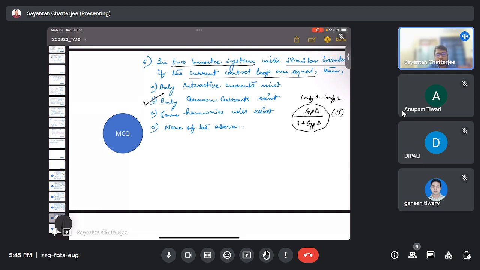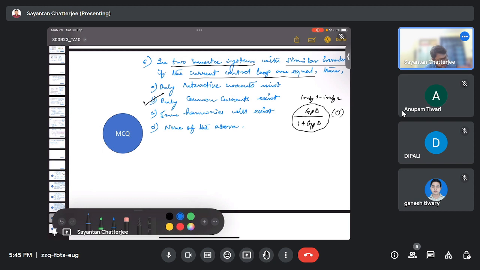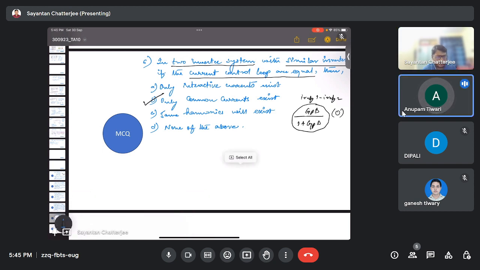That won't be quite feasible in the practical domain, but this is the ideal operating case. If the system is in the ideal case, the interactive current won't exist, only the common currents would exist. But in practice, both currents will exist. Yes, in the practical case, both currents would exist.